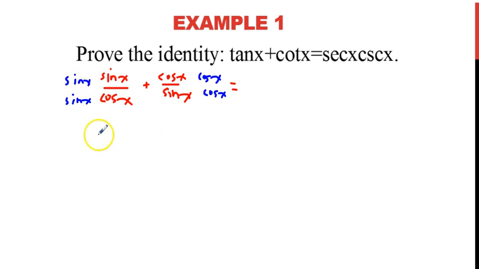So when you're multiplying fractions, go straight across. That means I have sine squared plus cosine squared on top. And I'm able to put these all into one fraction now because I got my common denominator of sine times cosine. Both of them have that same denominator. That's why I get to make it just one fraction at this point.